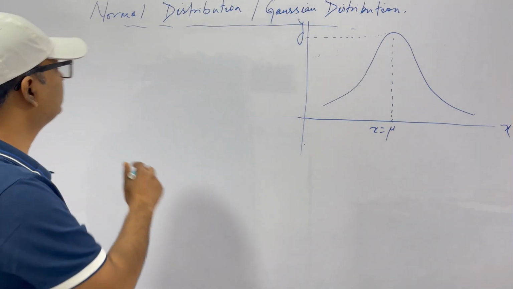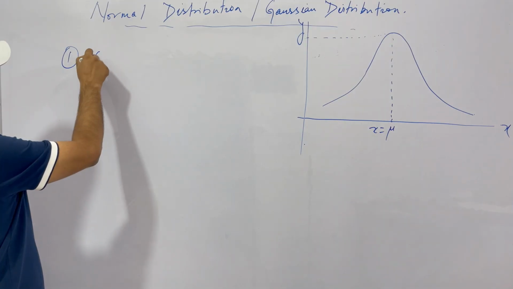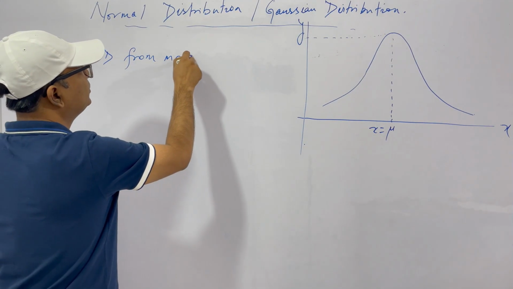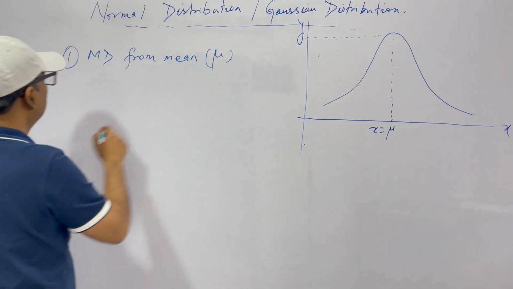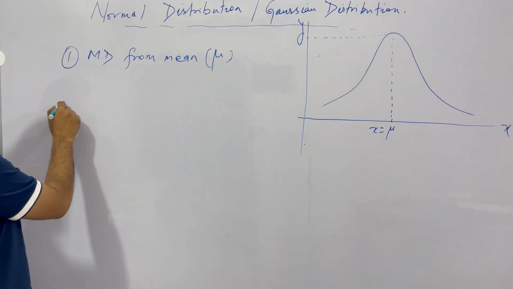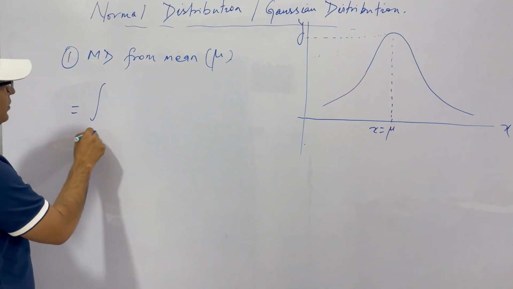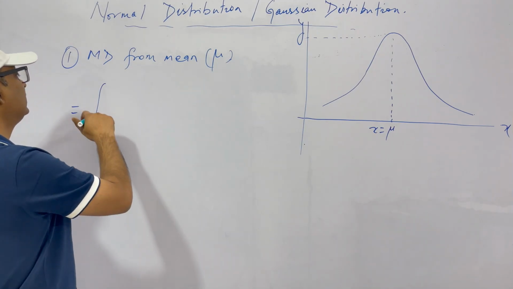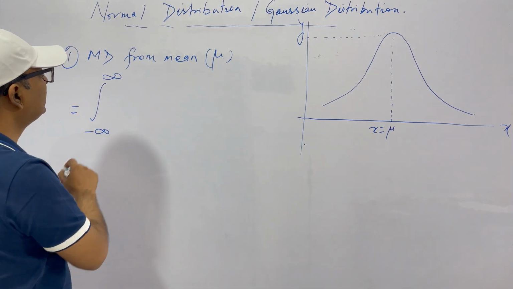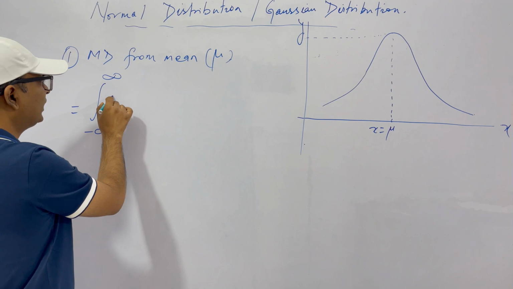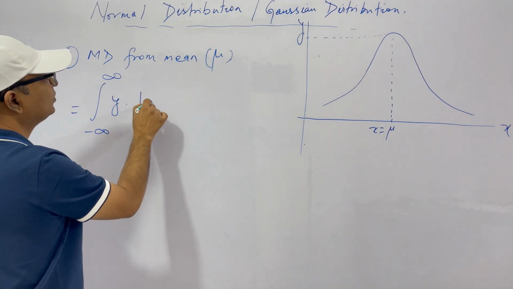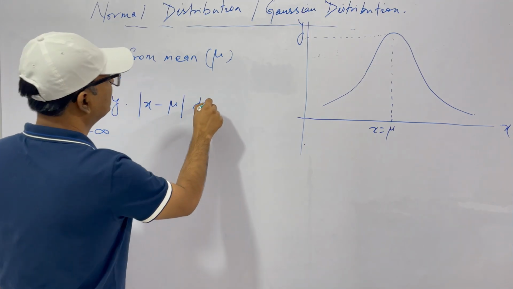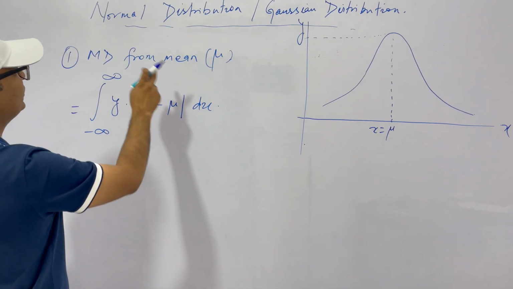Now let's see first, that is mean deviation from the mean. What is the mean? Mu. So how do we find this? This is given by, if you have studied moment generating functions, how we take it: integral from minus infinity to infinity of y into modulus of x minus mu dx.